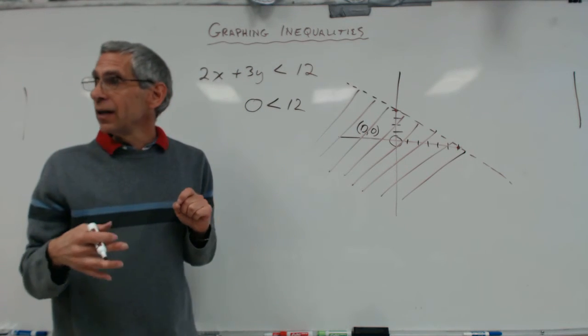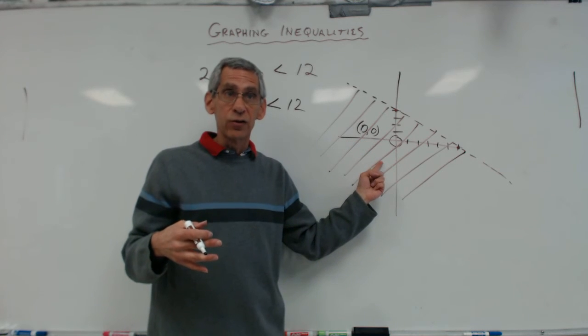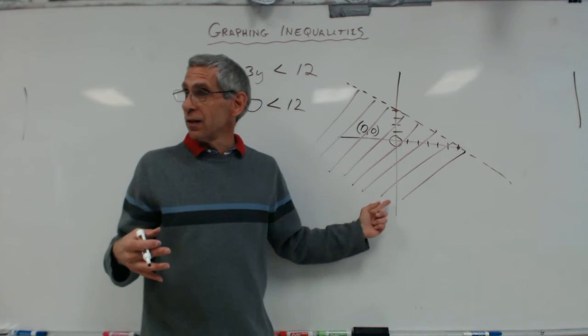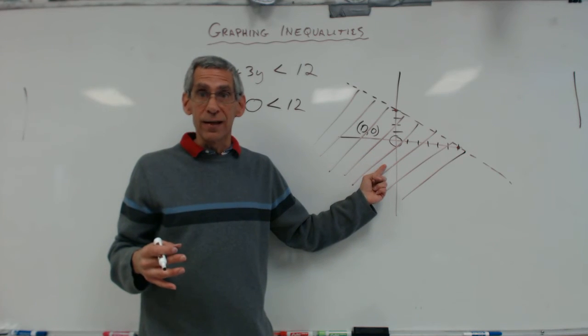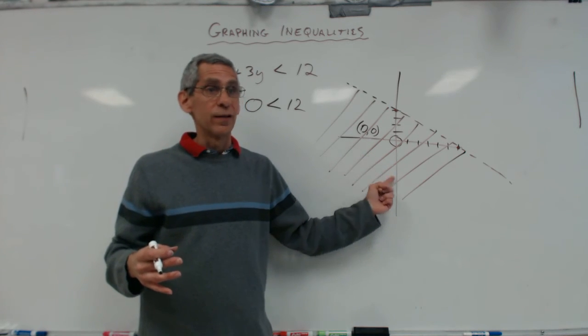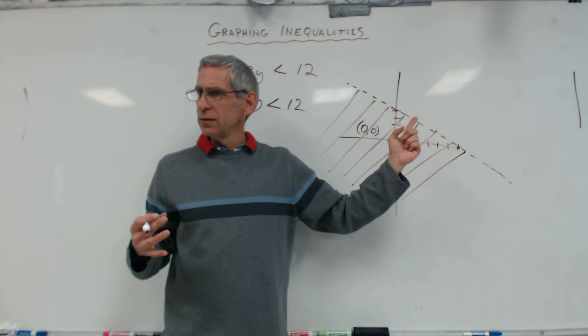That's the way inequalities work. If one thing on a particular side of the line is true, everything on that side of the line is true. But if any one point is not true on that side of the line, nothing is true on that side of the line. You have to jump to the other side of the line and shade there. Does that make sense?